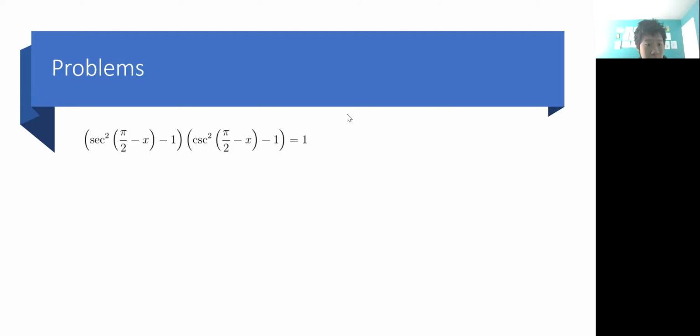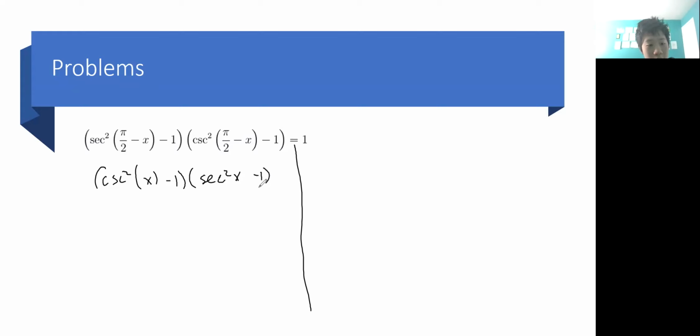Okay. Alter the left side. First of all, I see pi over 2 minus x. It tells me I have to do my cofunction identity. So the secant squared will turn into cosecant squared of just normal x minus 1. Cosecant squared turns into a secant squared.